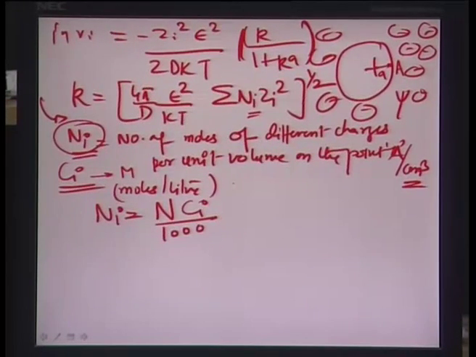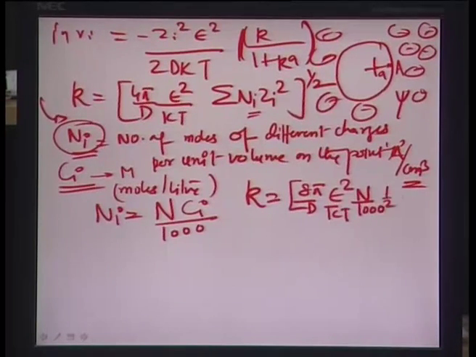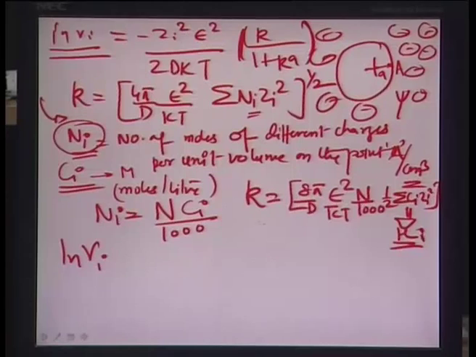So, from this kind of an expression, the kappa could be written as really 8 pi by D epsilon square by kT n by 1000, half Ci Zi square, and this is nothing but the mean ion concentration of I. So, we can call it mu I. So, we would today try to go ahead in this and try to find out what this ln gamma I would be in terms of this final and full expression for kappa, and now I would like to change the subscript I by its essence.